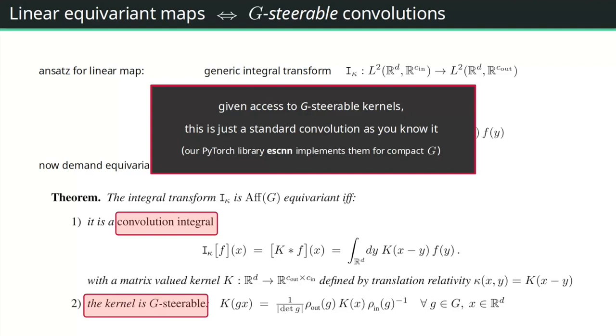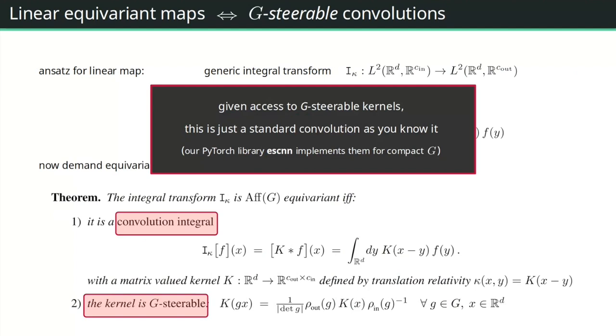And to summarize it, so these G-steerable kernels probably look a bit unintuitive. But if I give you G-steerable kernels, then all you have to do is just to take them and apply a convolution, and it will be affine group equivariant. And if you're just interested in applying what we are doing here, you can use our PyTorch library, ESCNN, which is an abbreviation for Euclidean steerable CNN. This library implements these G-steerable kernels. So you don't have to think about solving this constraint. This is all done already.